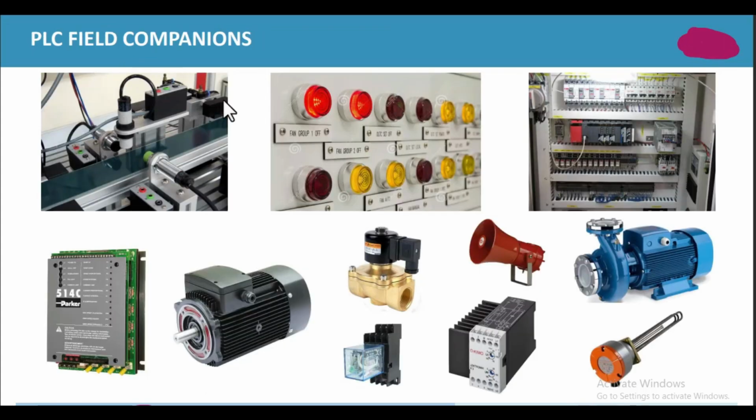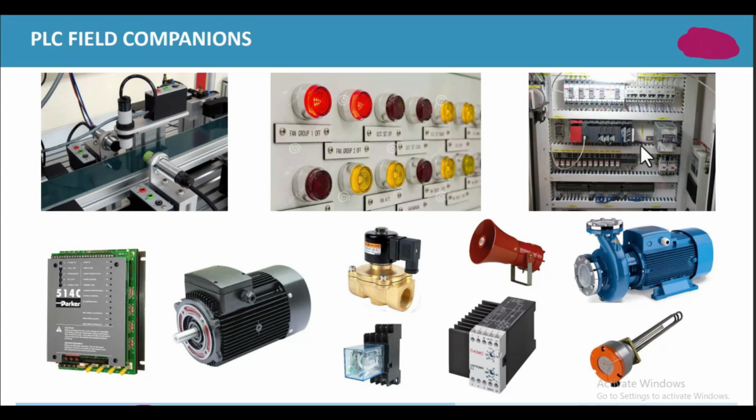PLC field companions. These are the different kinds of boxes that we deal with physically. We deal in the plant section with physical applications. This is the control box, consisting of different kinds of PLCs. These are the outputs, different kinds of LEDs available to see the condition of the plant. And this is also the physical project which is working in the plant. This is the physical plant. These are its indicators, indicator lights.